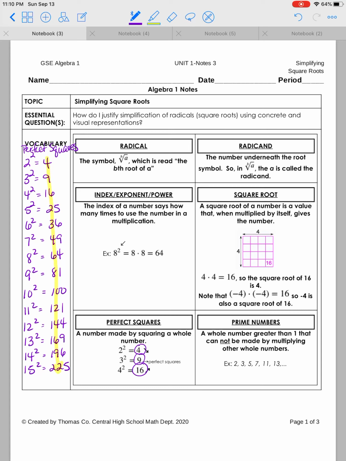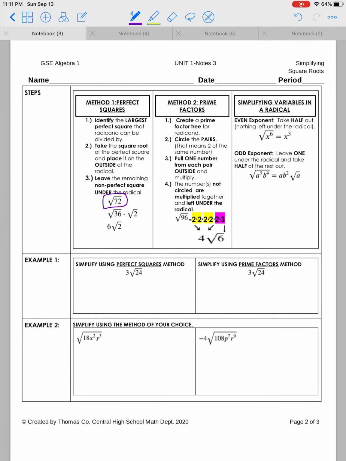Okay, so I'm going to take 72 and divide it by 4. Okay, that goes. 72 divided by 9, no, that doesn't go. 72 divided by 16. 72 divided by 25 doesn't work. Does 36 go into 72? Yes, it does, twice. So I'm going to write the square root of 36 and the square root of 2, so I'm breaking it down.